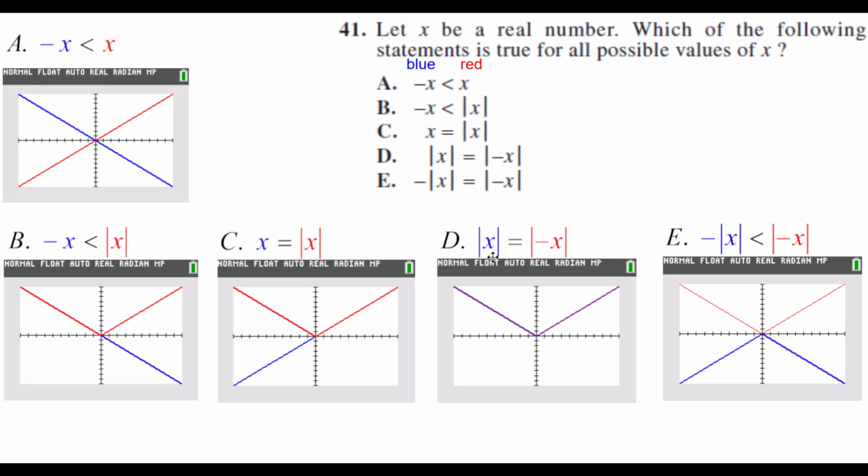And then it makes sense. The absolute value of a number is always equal to the absolute value of its opposite. Think of it as the opposite instead of negative.